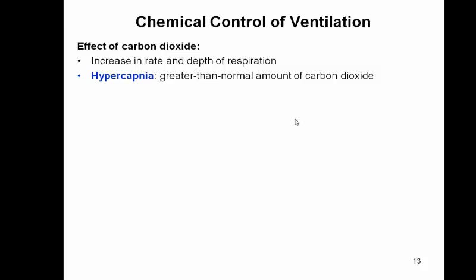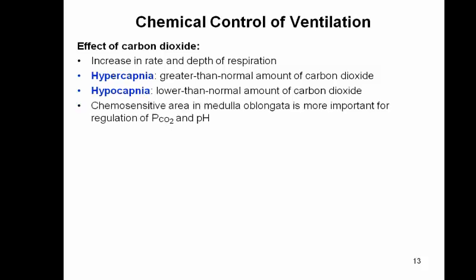Hypercapnia is a term that refers to a greater than normal amount of carbon dioxide, and this is typical when we have an increase in metabolism. Hypocapnia is a lower than normal amount of carbon dioxide. And something that was mentioned on the previous slide is that our system is so designed to maintain a certain amount of carbon dioxide coursing through our cardiovascular system.